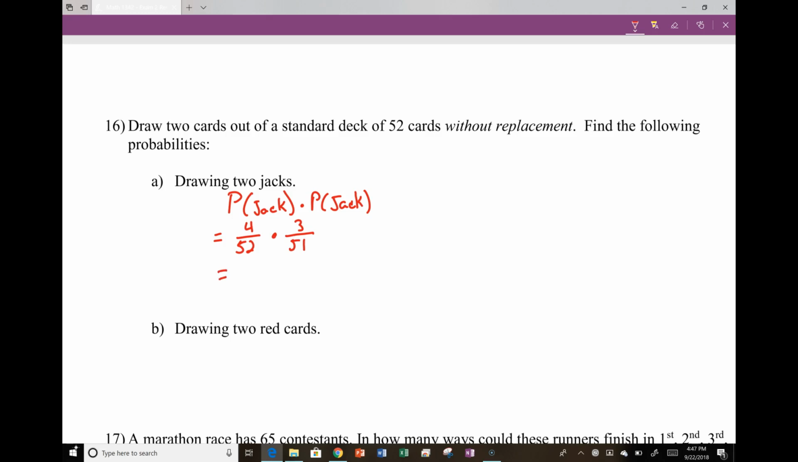This is whenever it is looking at without replacement. We decrease our denominators. Okay? So we do the multiplication and the division, and we get that the probability of drawing 2 jacks without replacement is going to be 0.005.